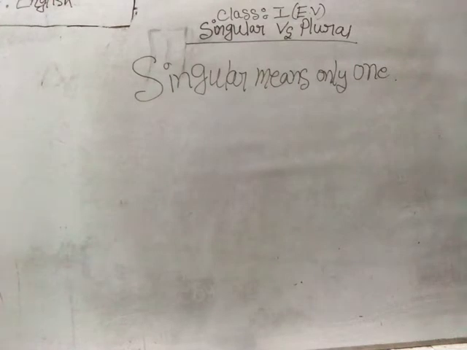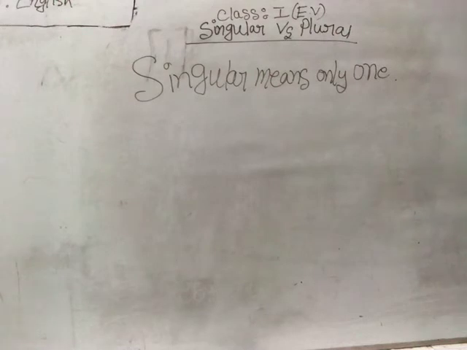If I say a mango, that means one mango. If I say a shop, that means one shop. So whatever is one in number is referred to as singular number. From the definition we can understand what singular number is. Singular means only one. If the thing is only one in number, that is singular number. Like a pencil, an eraser, an apple, an orange, an umbrella. That means one umbrella, one orange, one apple.